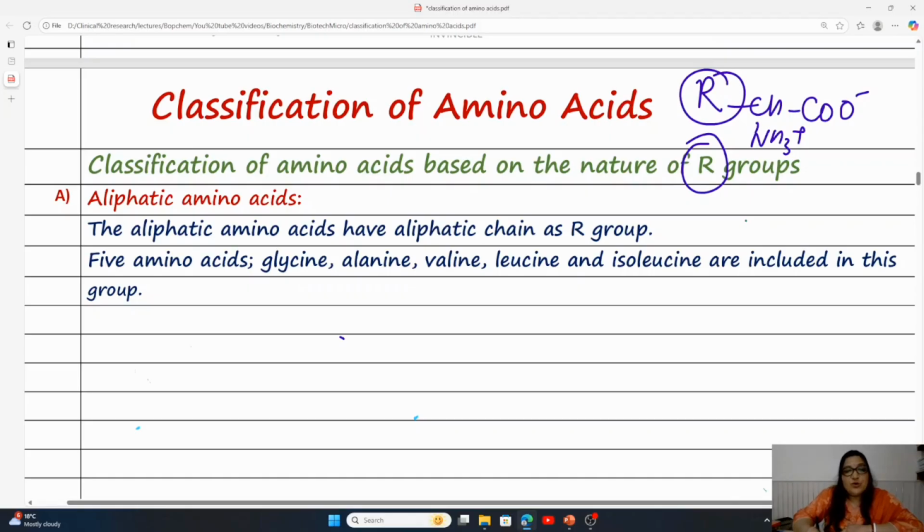All right. So let's move on to the aliphatic amino acids first. Aliphatic amino acids, as we know, have an aliphatic chain as the R group. So the first examples are glycine, alanine, valine, leucine, and isoleucine. So yes, I will give you a short trick.